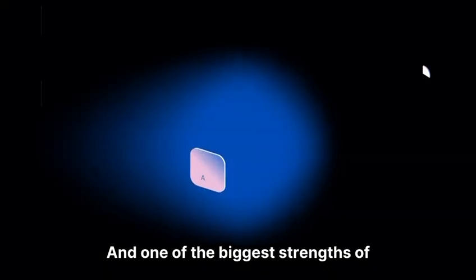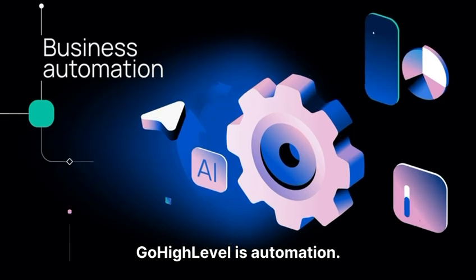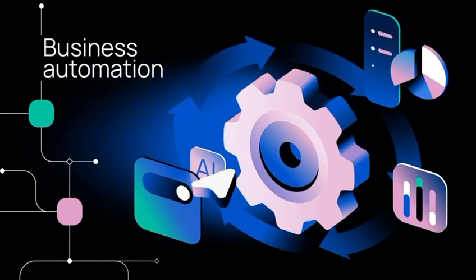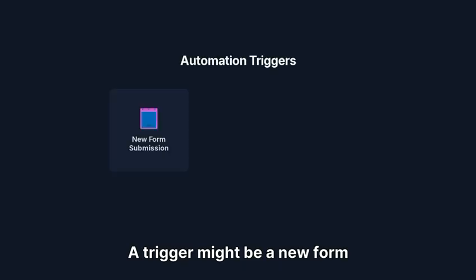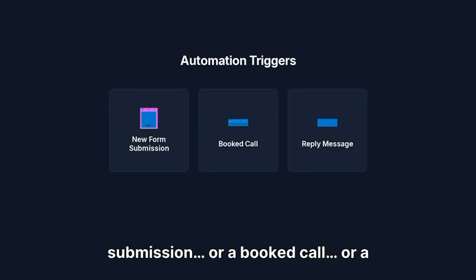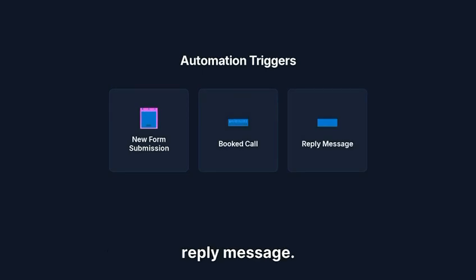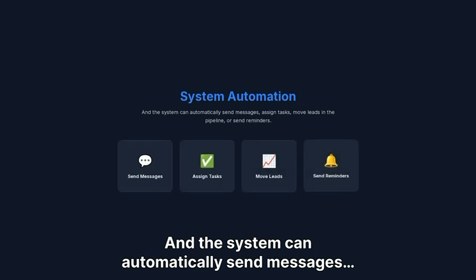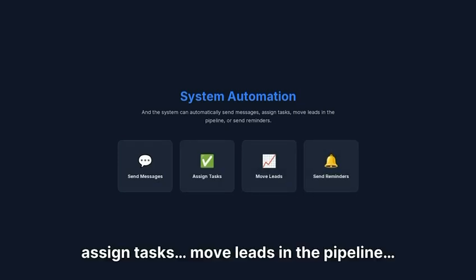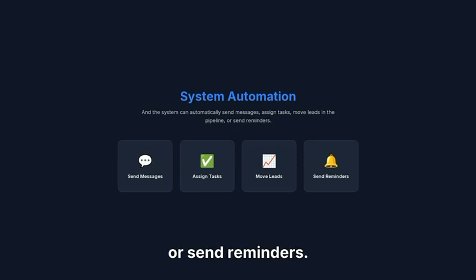And one of the biggest strengths of GoHighLevel is automation. You can build workflows that run your follow-up process for you. A trigger might be a new form submission, or a booked call, or a reply message. And the system can automatically send messages, assign tasks, move leads in the pipeline, or send reminders.